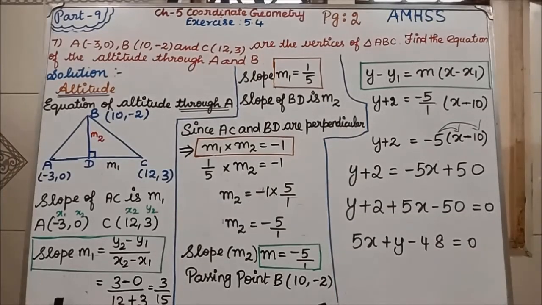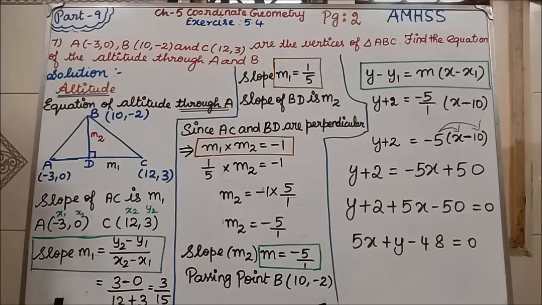This is your altitude through B, page number 2. Clear? I have drawn the altitude through the B vertex. Before, in page number 1, we kept A here. Now I have drawn B here, A here, C here. Clear the difference between page number 1 and page number 2?